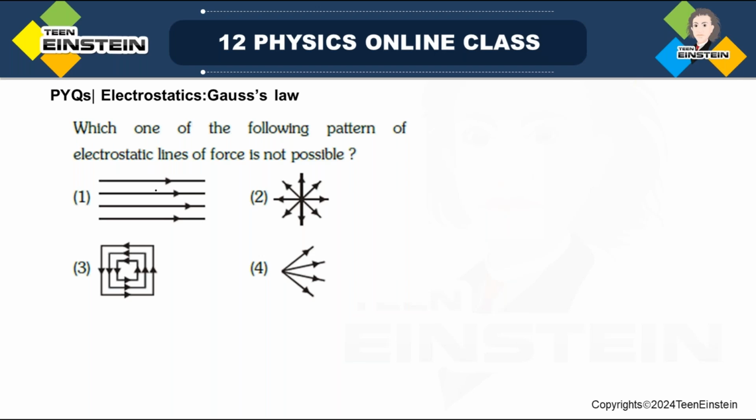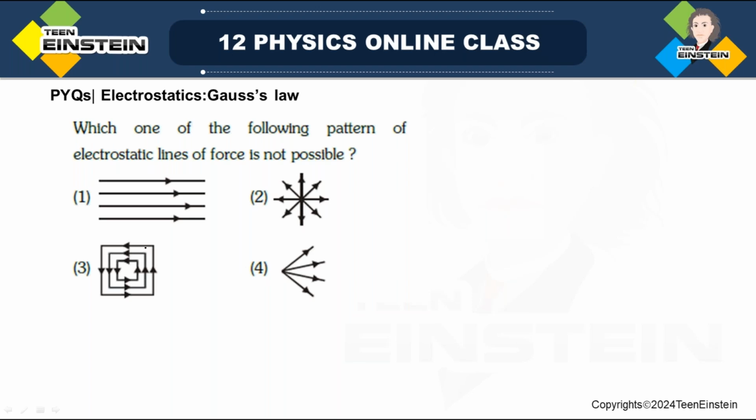See, this is for uniform electric field lines. This is possible. For a point charge, it is radial. This is also possible. See, if I just take this particular portion, just cover with this, then you have this one. So electric field lines will be diverging in nature. That is also fine. So the fourth is also correct. So the only thing is this one. So this one is not correct actually. This is not possible.